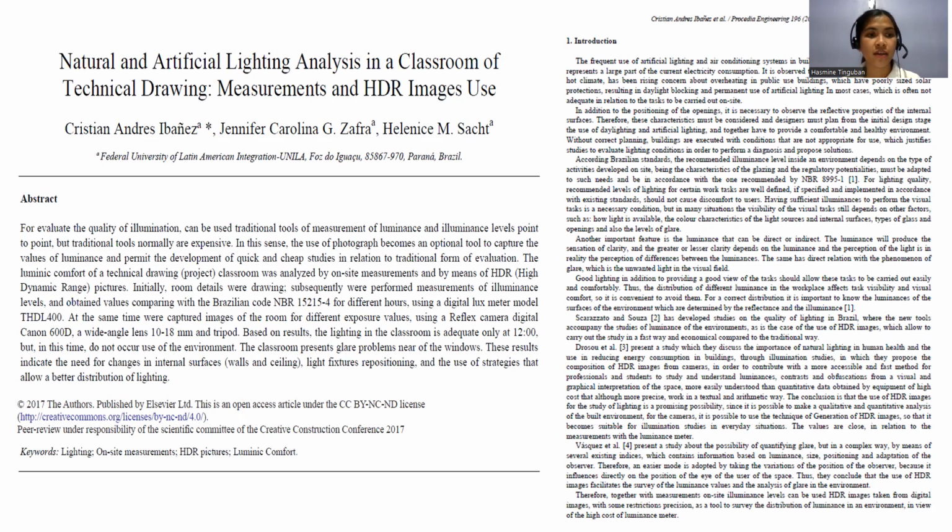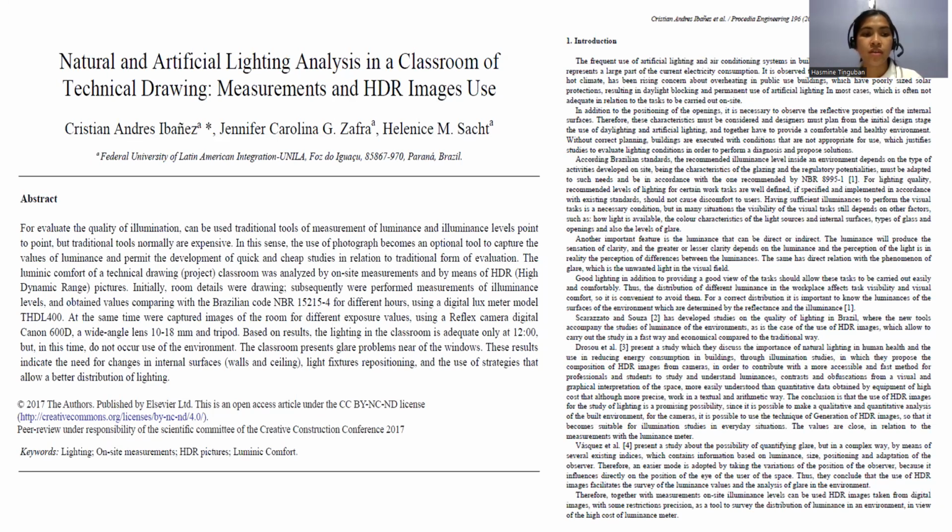So, we have here the abstract. To evaluate the quality of illumination, traditional tools of measurement of luminance and illuminance levels point to point can be used, but traditional tools normally are expensive. In this sense, the use of photography becomes an optional tool to capture the values of luminance and permit the development of quick and cheap studies in relation to traditional evaluation.